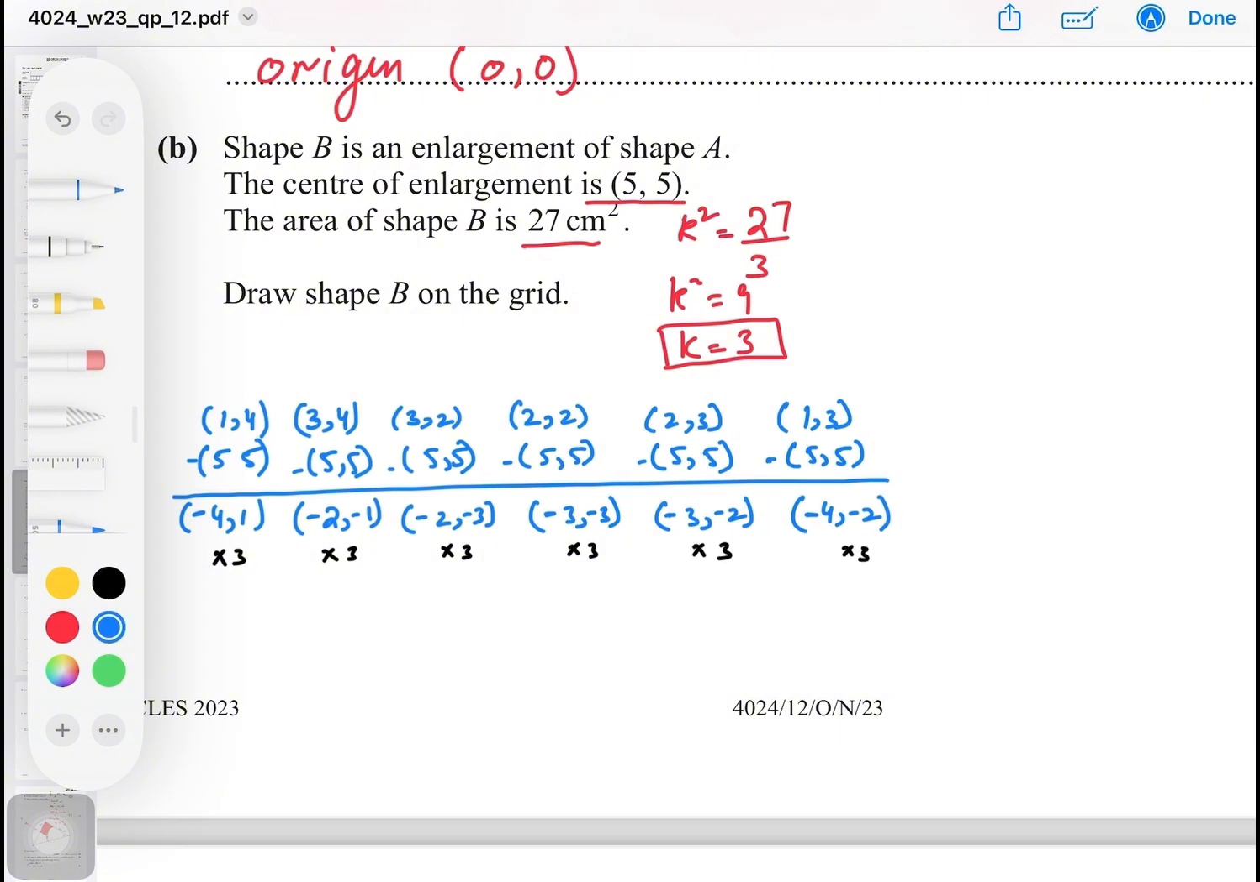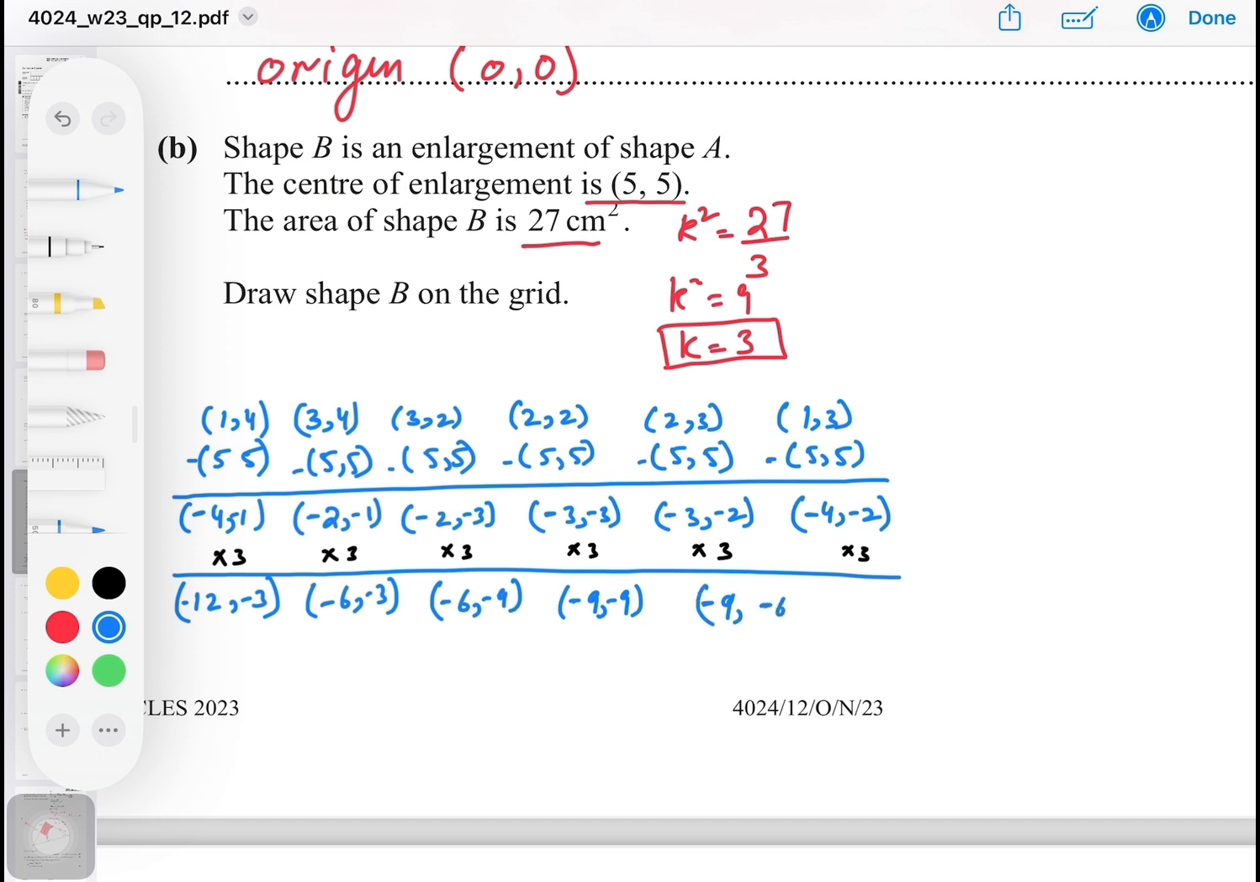So the coordinates will be (-12, 3), (-6, 3), then, just to not mix up the coordinates, (-6, 9), (-6, -9), (-9, -9), (-9, -6), and (-12, -6).